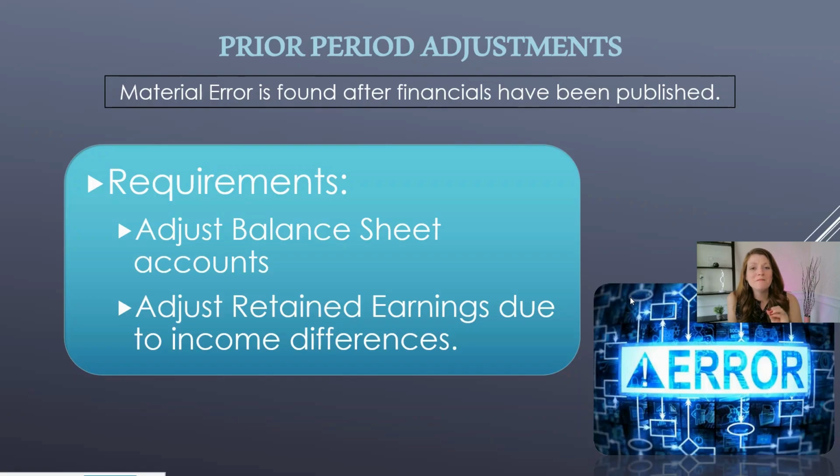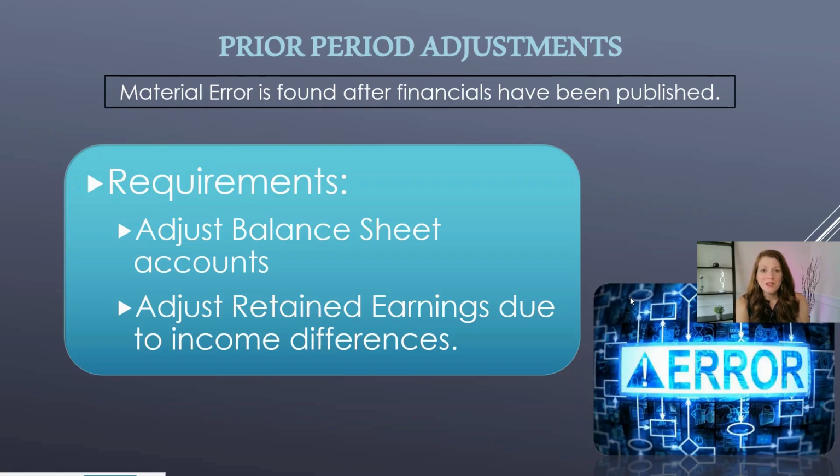But if it did matter when it came to revenue or expenses, we need to go in and change the retained earnings account. Because remember, if it's the next year, the income and expenses have already been closed out into retained earnings. So we would need to do an adjusting entry to retained earnings in that case.